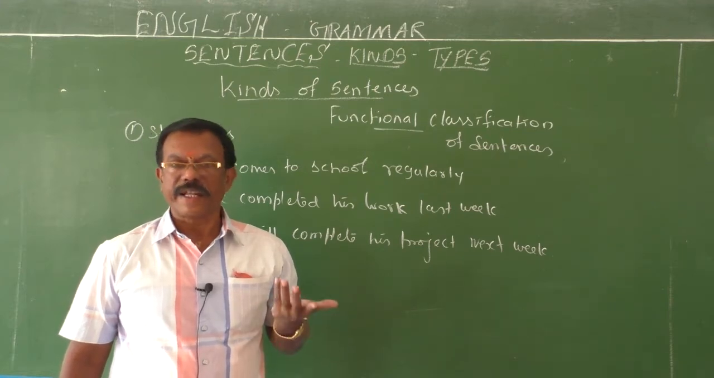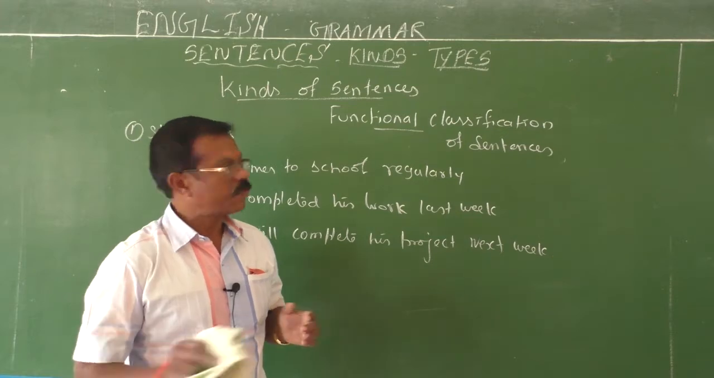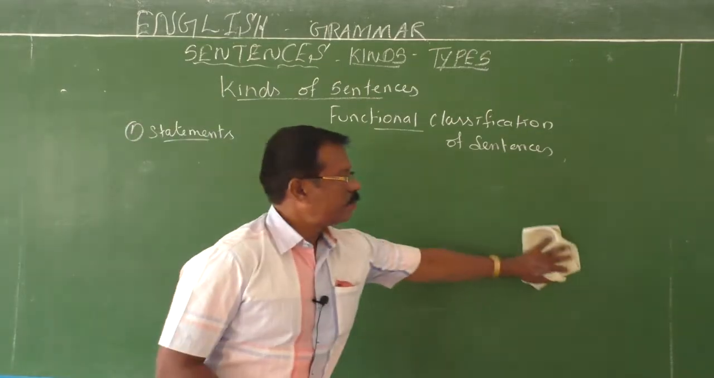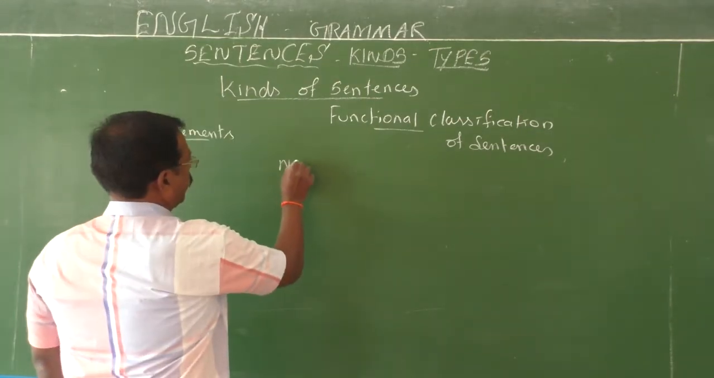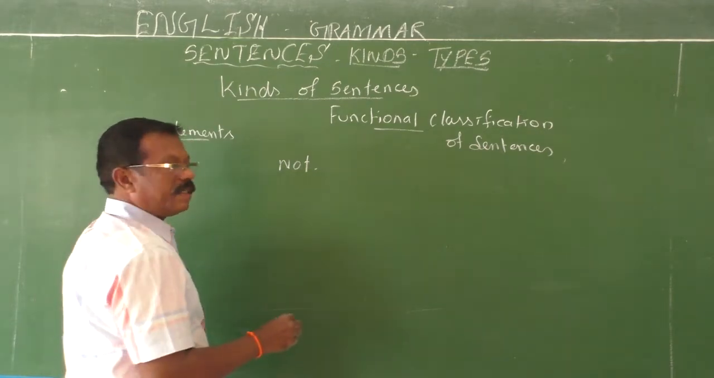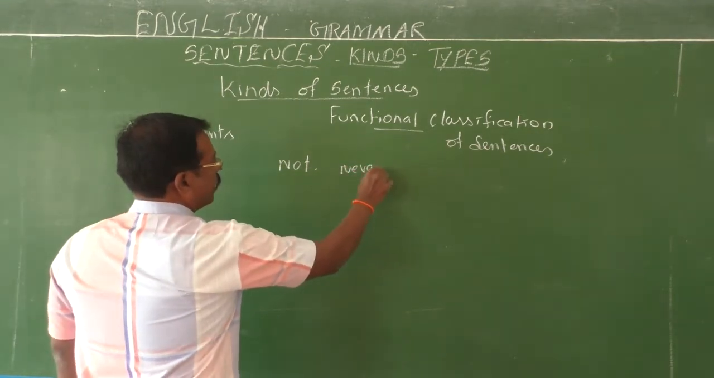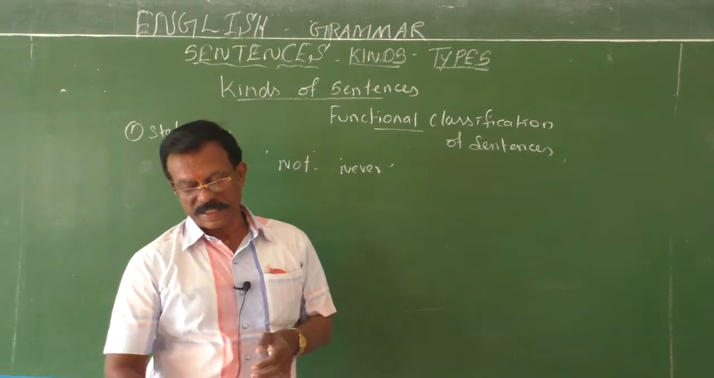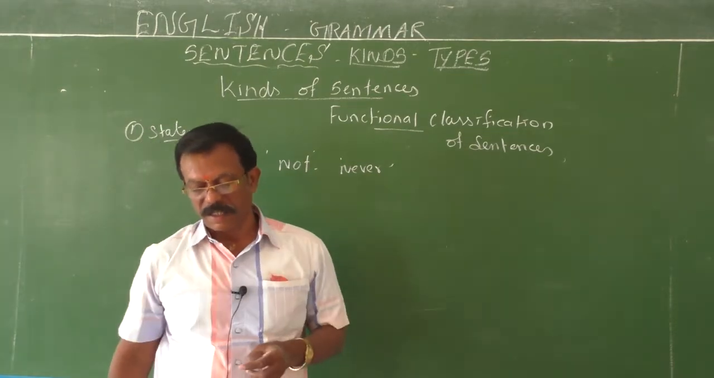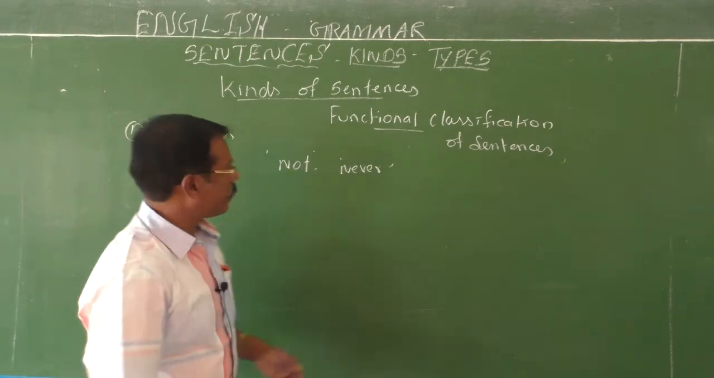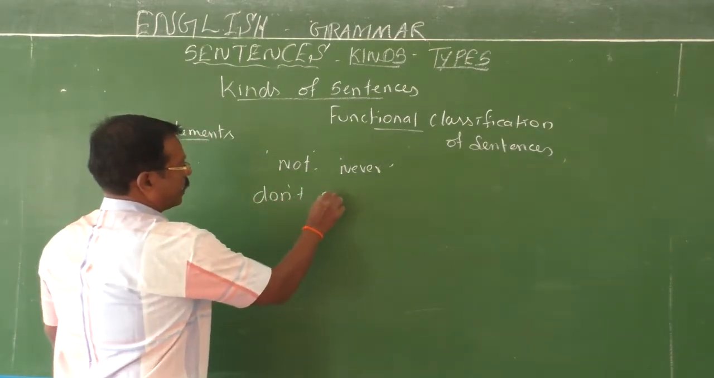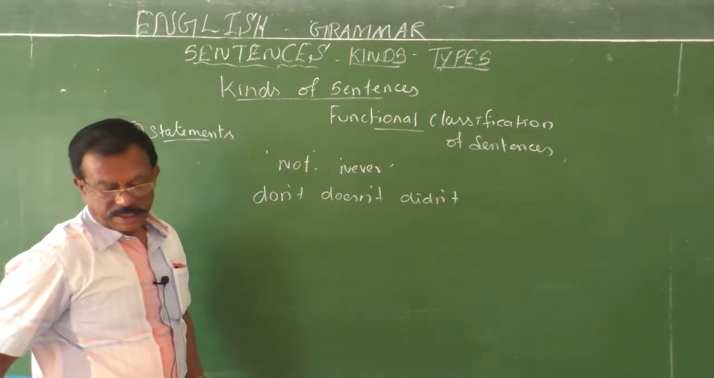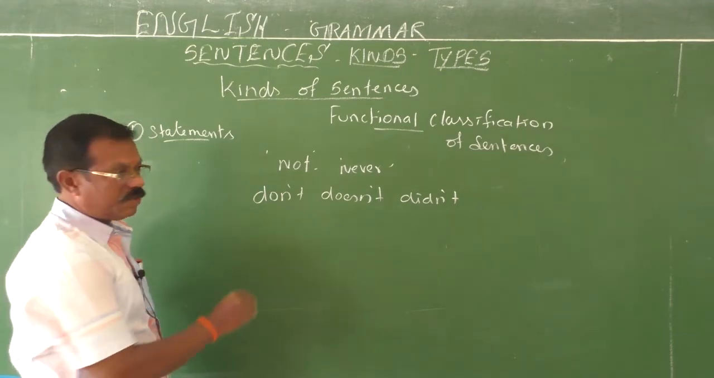Every chance is there for negative sentences also. I will give you one or two examples for negative sentences in the statements. So how can you frame negative sentences? By using the negative marker, not. Then semi-negatives, never. By using these negative markers, you can frame negative sentences. Let me give you some examples for negative sentences. See, don't, doesn't, didn't. Okay, see the example. I don't study journalism.